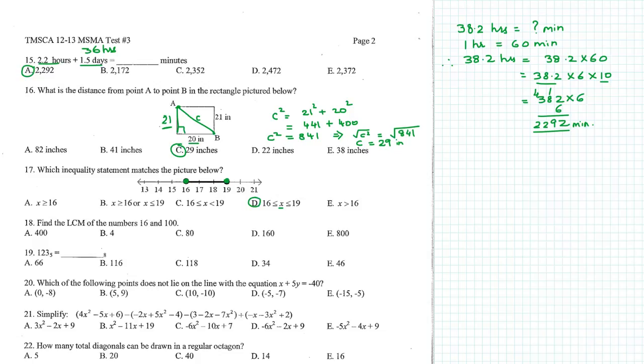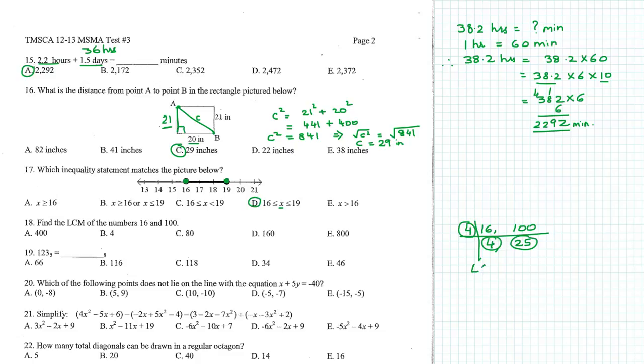Question 18. Find the least common multiple of the numbers 16 and 100. One way to do this is to write the two numbers 16 and 100 and then take the greatest common factor. So in this case the greatest common factor is 4, and then 16 divided by 4 is 4, and then 100 divided by 4 is 25. There is no other common factor between 4 and 25. At this point we multiply 4 with this 4 and with this 25.